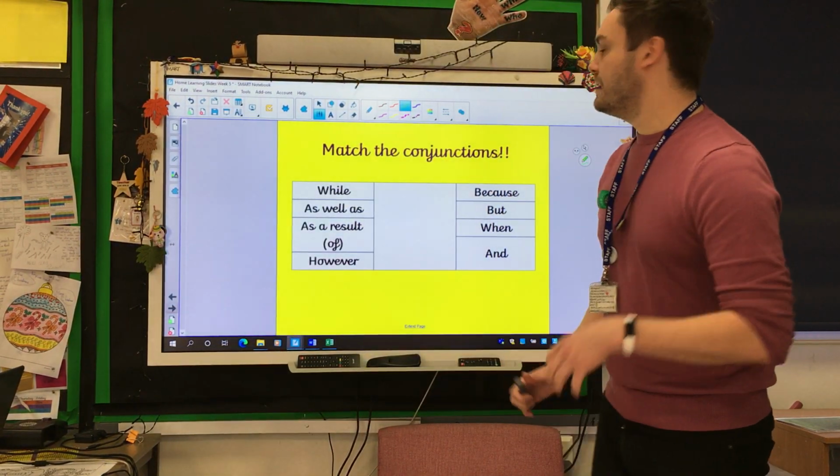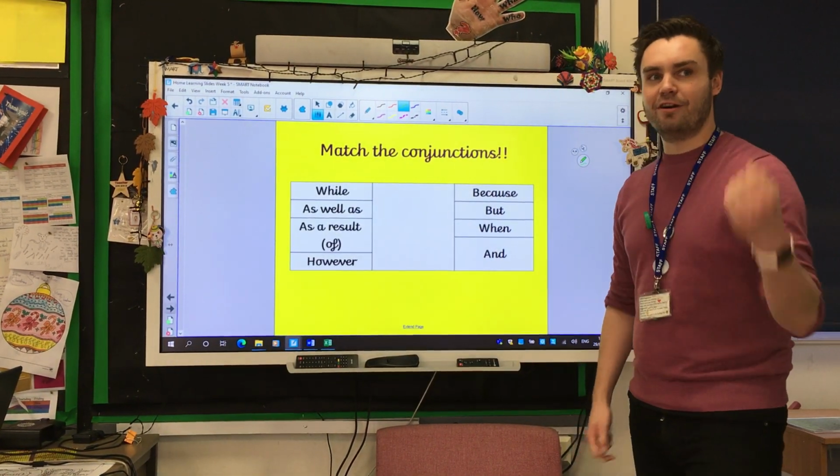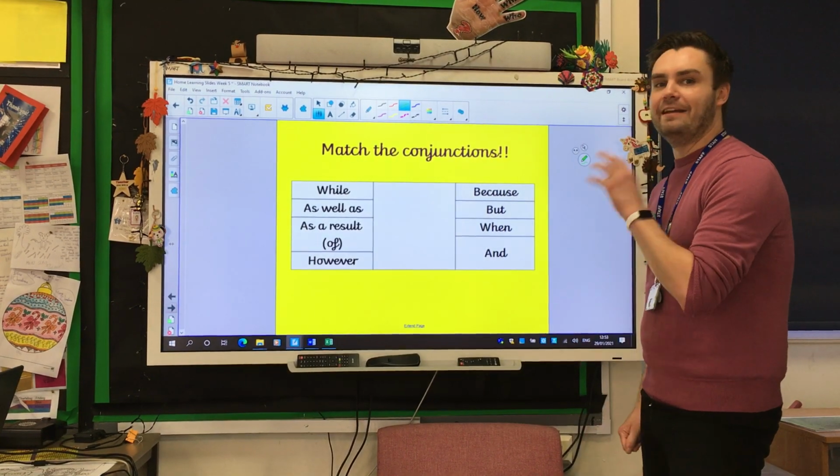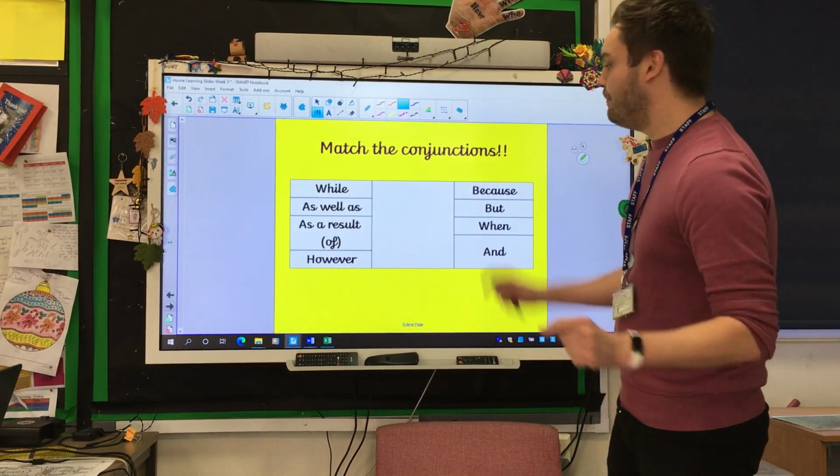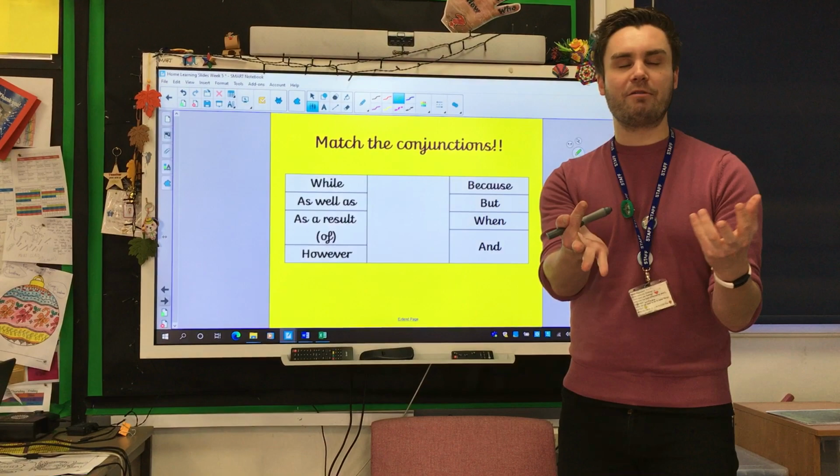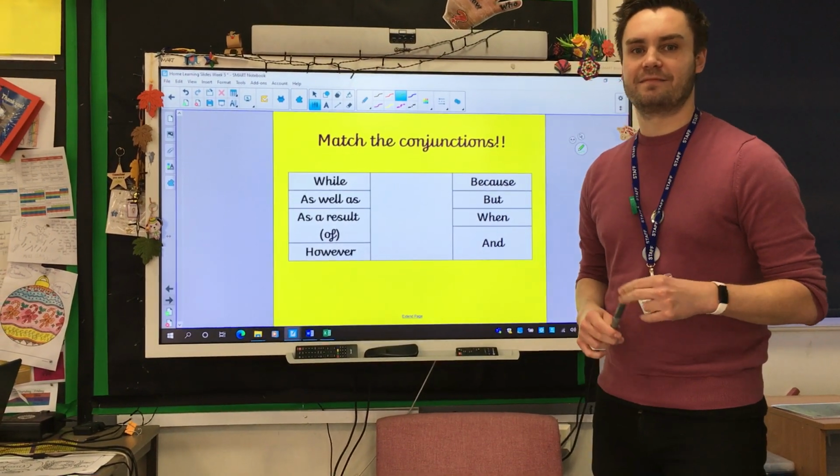So, with that in mind, let's have a little match the conjunction game. I've gone through all 4 of them now. Let's see if you can remember which one goes with which. Pause the video, draw the lines, tell me what they are. I'll see you in a couple of ticks.